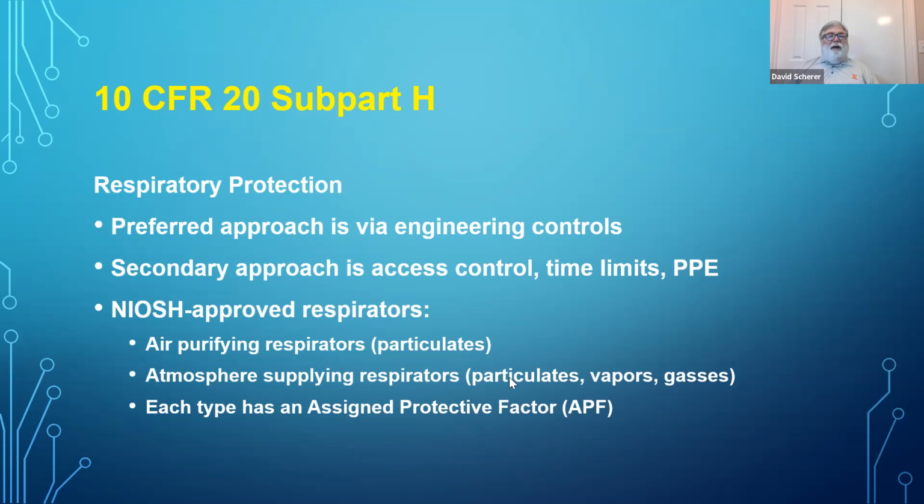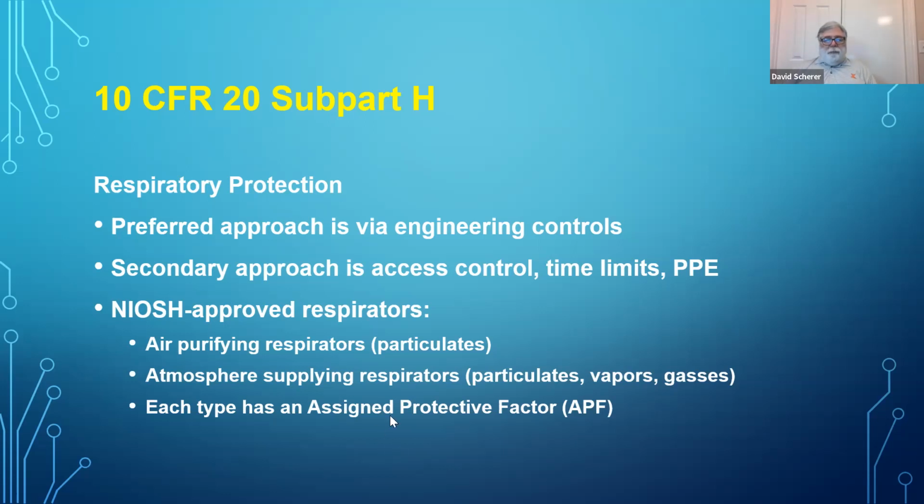Each type has a different assigned protection factor. Air purifying respirators are not good for gases. They're good for particulates. They filter out particulates, but a pure gas is not going to get caught up in that filter material. So for example, tritium, water vapor, is not going to be caught up. It's going to pass through. Or radioactive oxygen, for example. Obviously, the oxygen you're breathing gets through, so radioactive oxygen will get through.